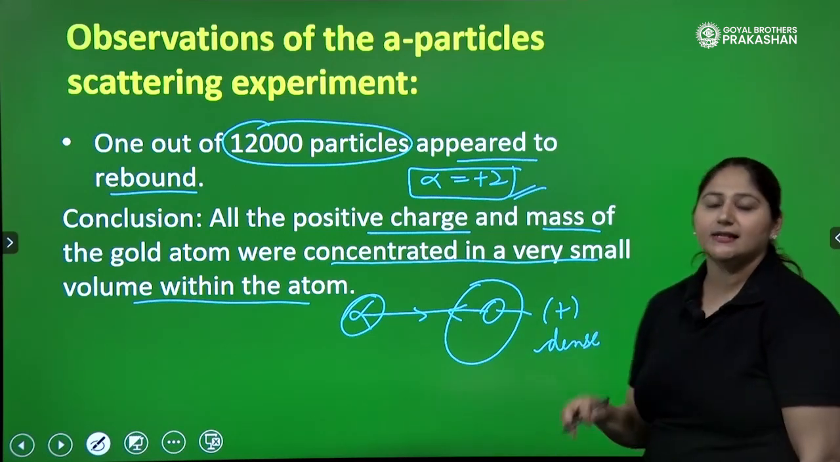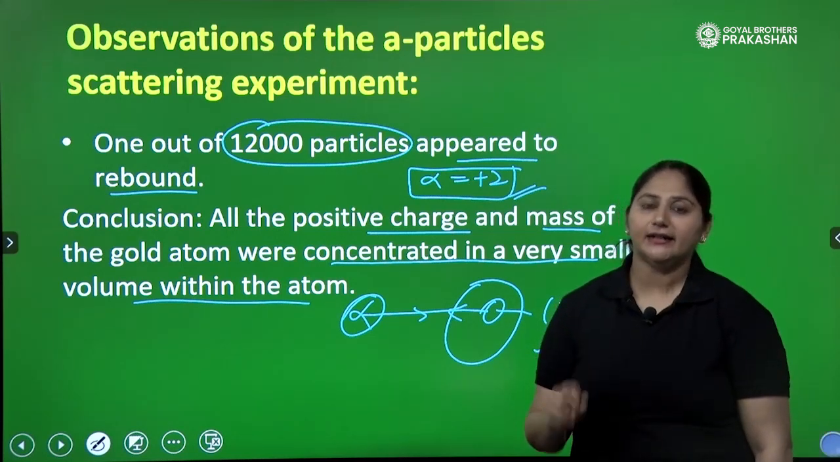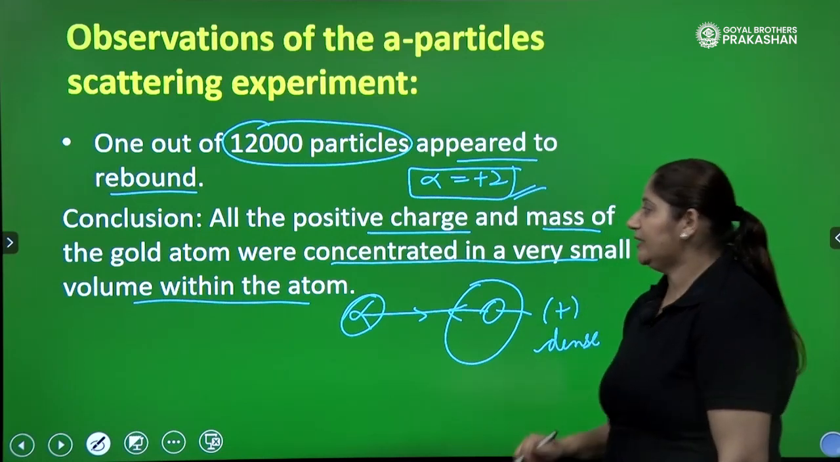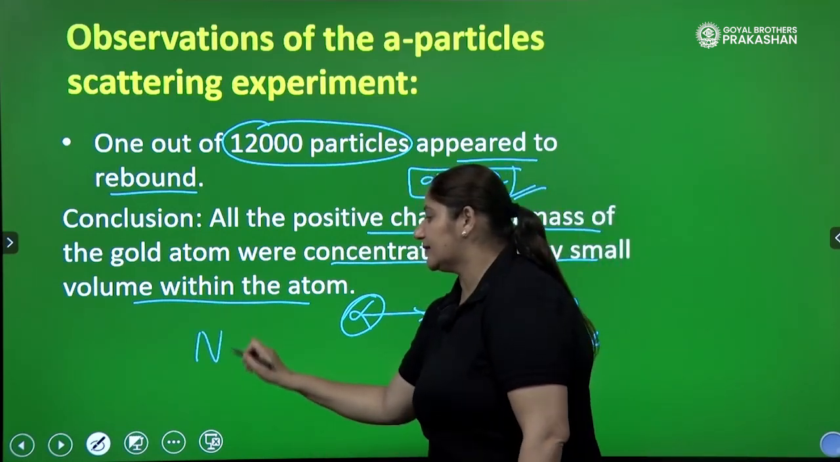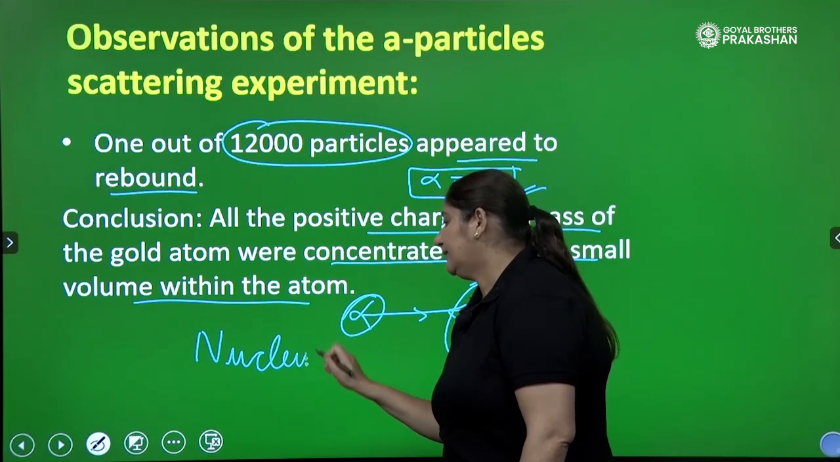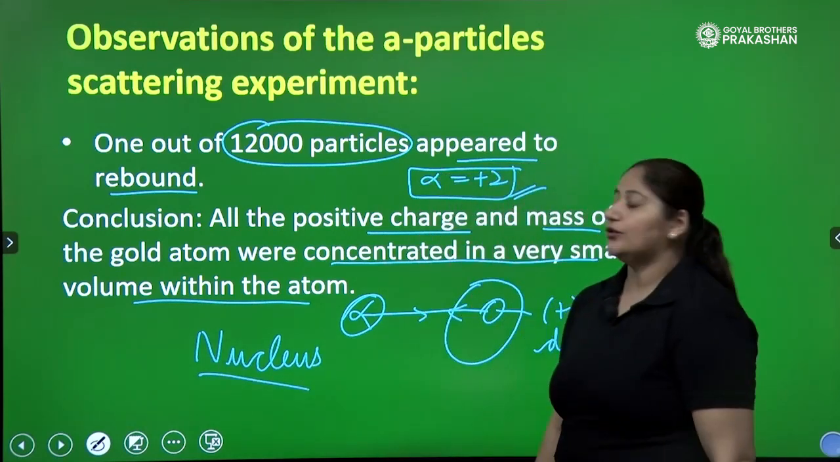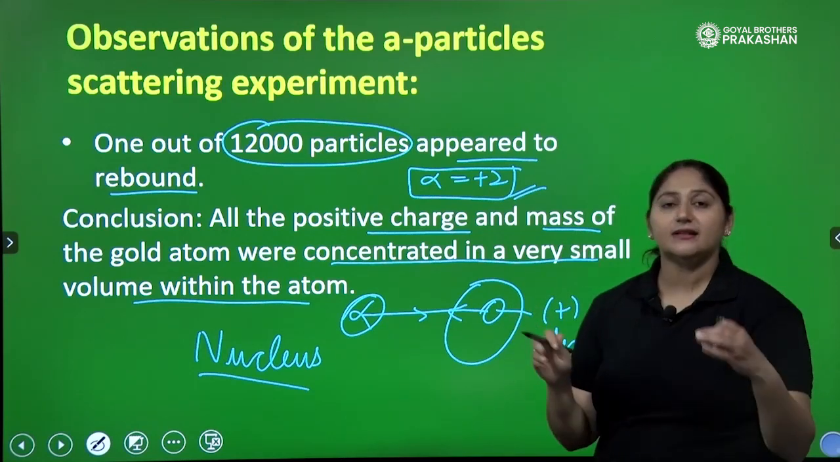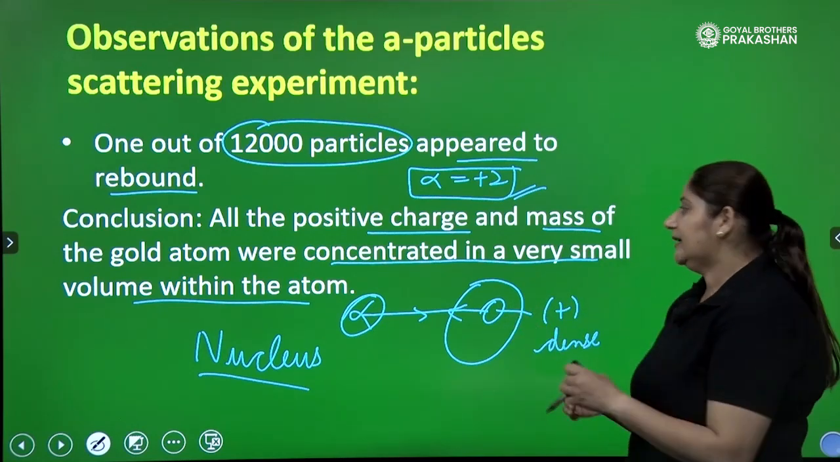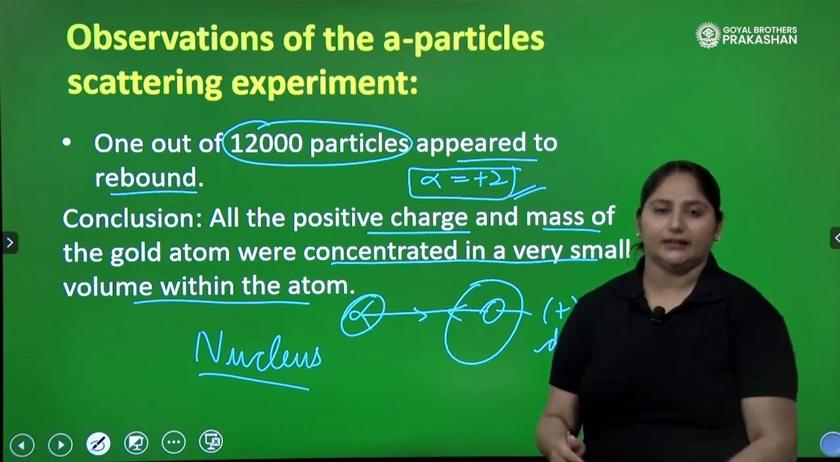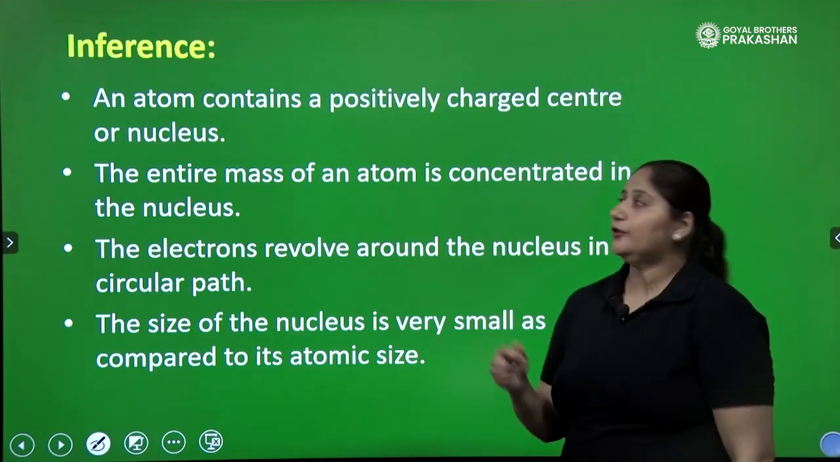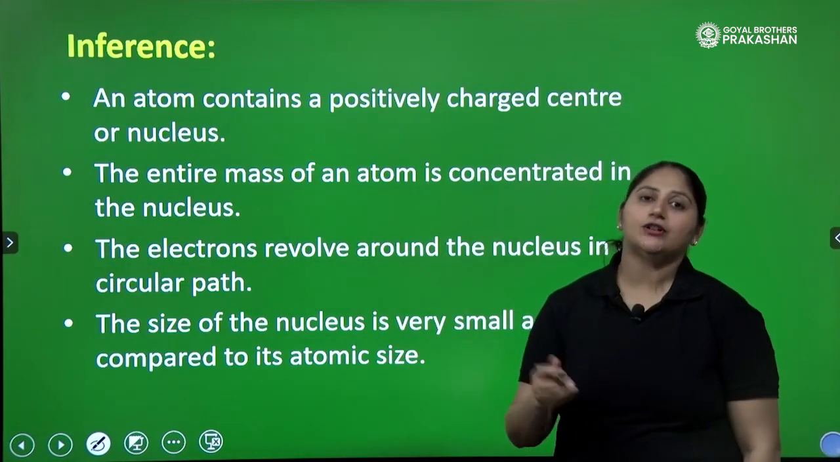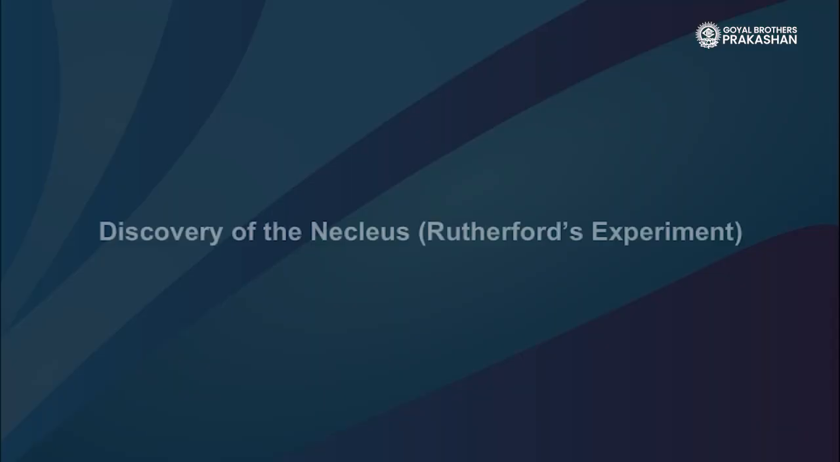And what do we call this center which is hard, dense and has positive charge? We call it the nucleus. Rutherford gave this term, nucleus. So what was the conclusion? All the positive charge and mass of the atom were concentrated at the center in a very small volume within the atom. So what were the inferences? Before proceeding with the inferences, let's watch an animated video we have.